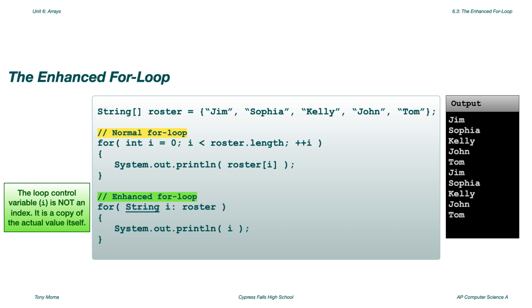So for every enhanced for loop you write, make sure that the type of your loop control variable matches the type of the array that you're traversing. In this case, we were traversing an array of strings, so String will be the type for our loop control variable. And then after that, type the name of the array that you're traversing. In this case, the array was roster, thus roster was the name that we typed down.